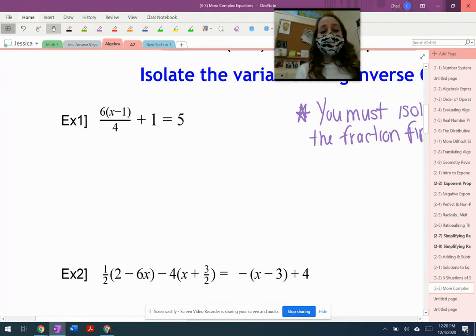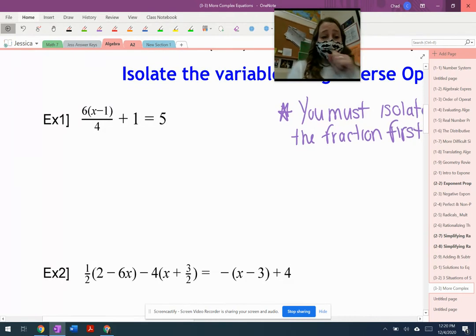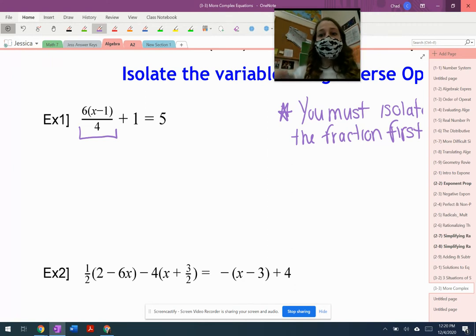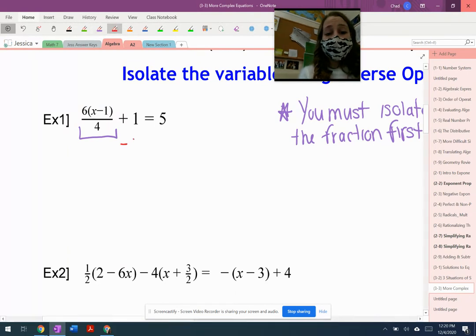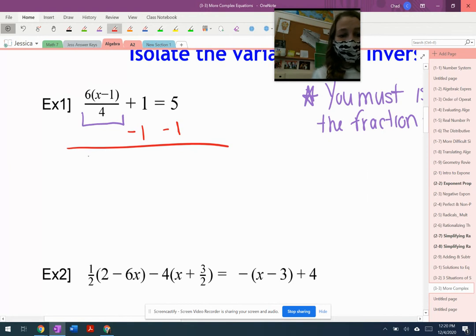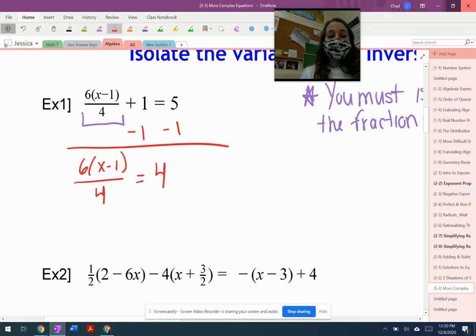So if I'm looking at this example 1, this piece right here that I underlined in purple is my fraction, right? That's the giant fraction. What's preventing that fraction from being by itself is the positive 1 there. So the opposite or the inverse of a positive 1 would be negative 1. So I'm going to minus 1 to both sides to keep that equation balanced. So I'm left with 6x minus 1 divided by 4 is equal to 5 minus 1, which is 4.